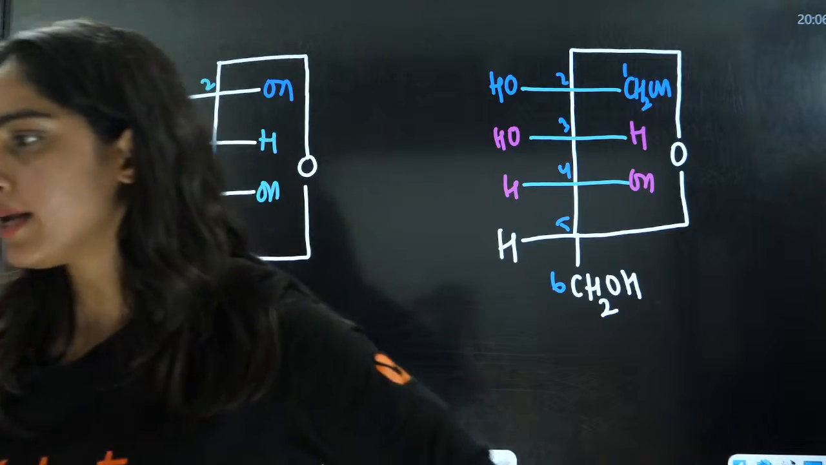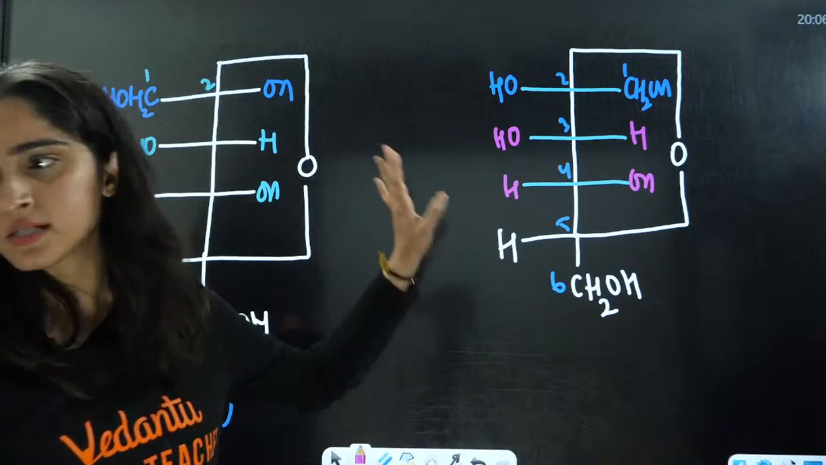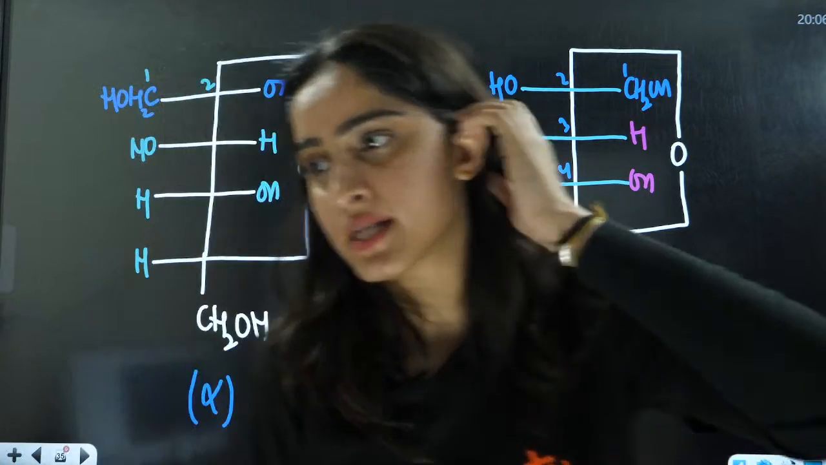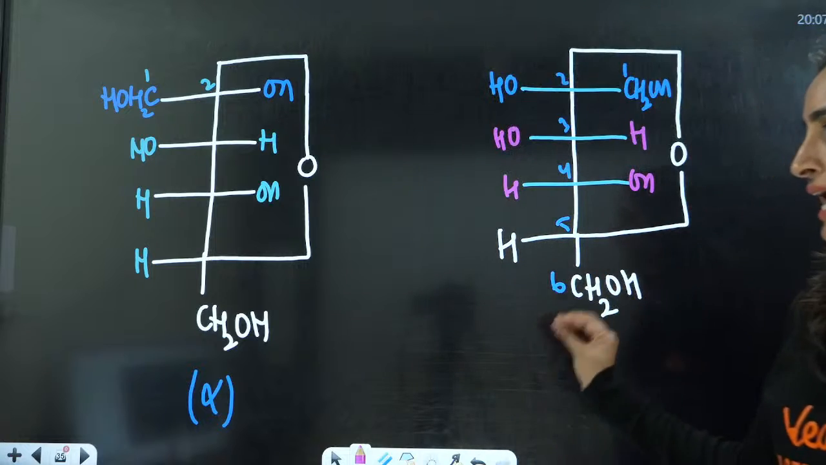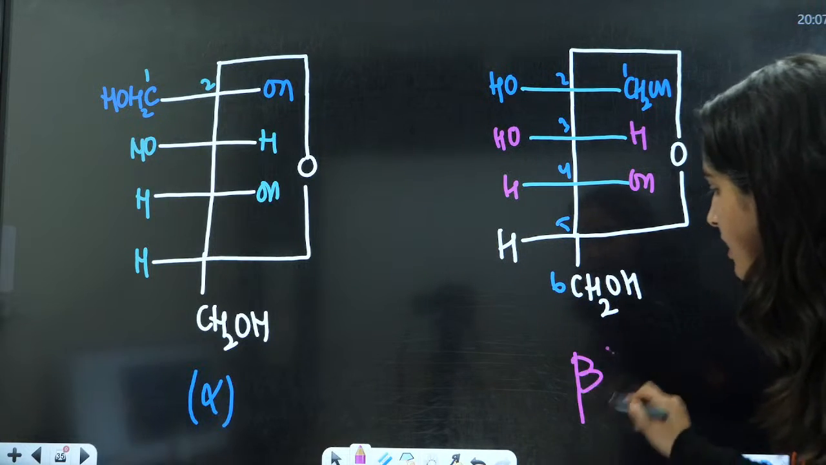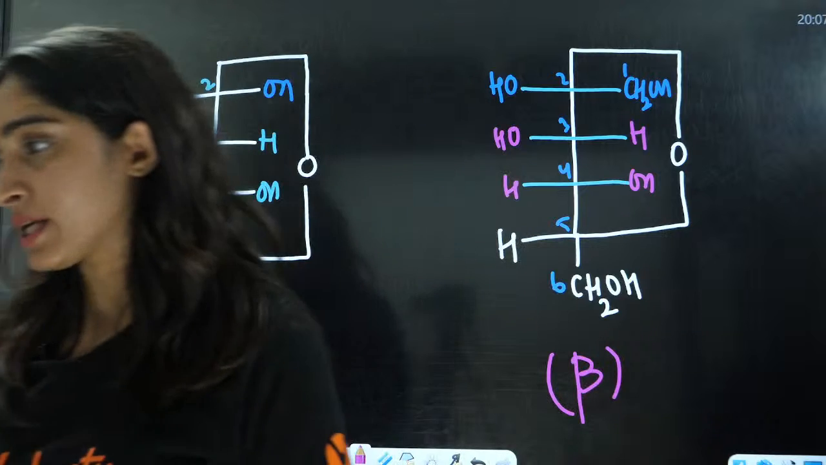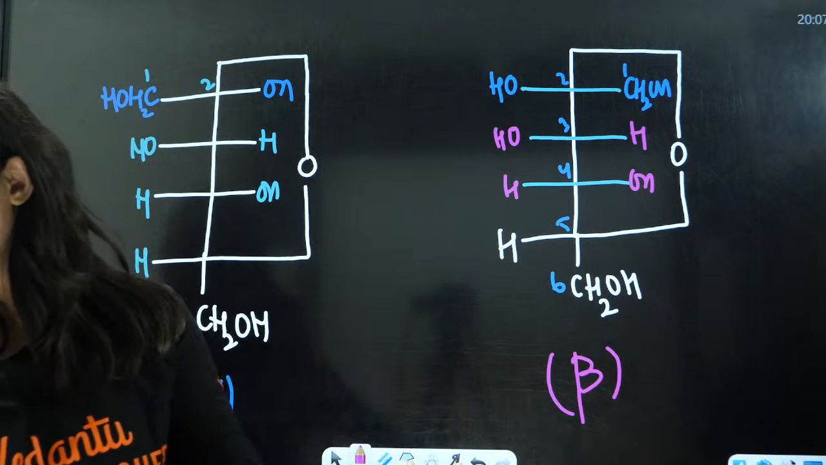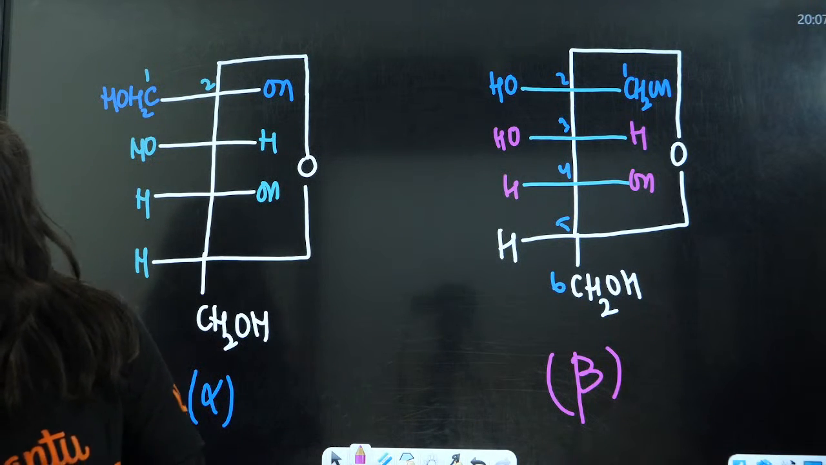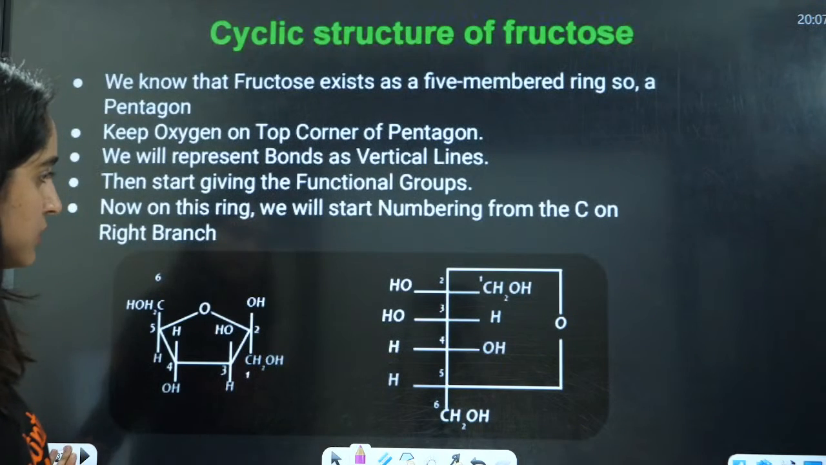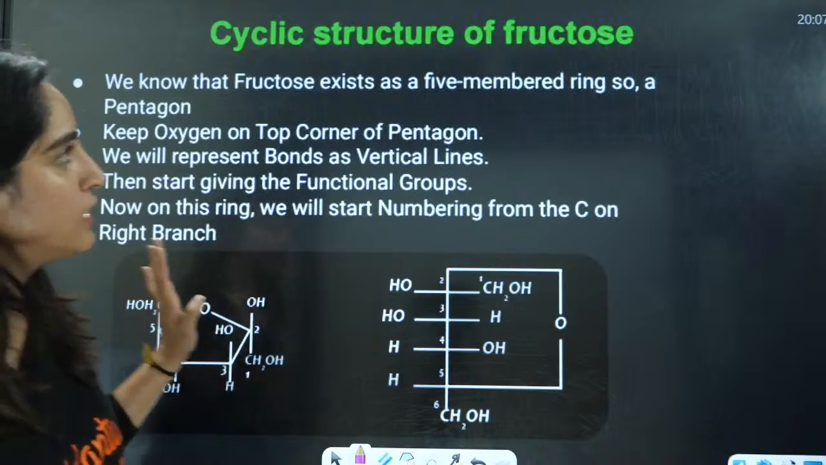Okay, everyone? Understood this? Everyone understood how we are going to draw this? Yes, this is alpha and this is beta. This is the beta fructose here. Done. Okay, tell me.